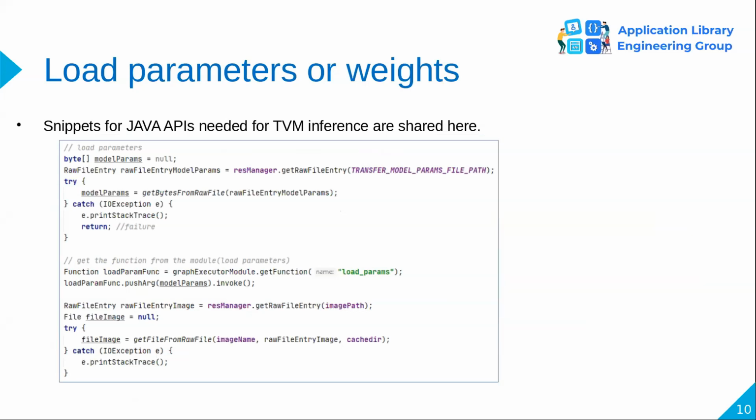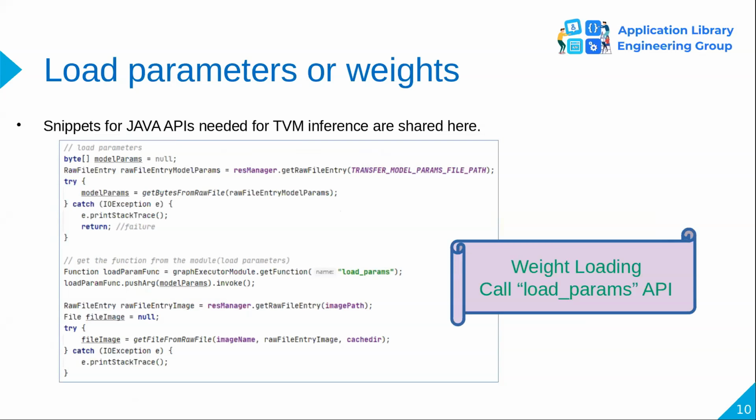Once the module is created, we need to load the pre-trained weights. In this snippet, we are loading the pre-trained weights using the load params API. You can see the model params file path here, which is nothing but the binary file I showed in the previous slide. It calls the load params API, and this is a pretty standard format to use that API. This is the way it loads the weights into the module.